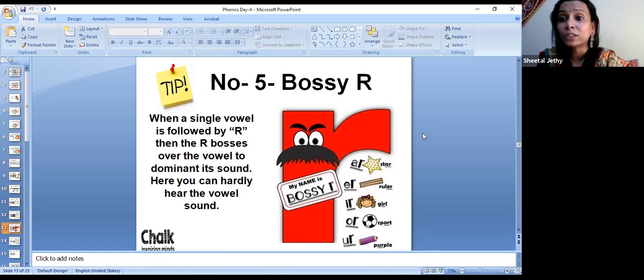Similarly, ER, ruler, majorly you can hear the R. Similarly, girl, R. Sports, R. Purple. Whichever vowel you see, whether it is an A, E, I, O, or U, when an R comes after a vowel, at that point R bosses the vowel. The sound of the vowel is usually not heard. So that's why we call it the Bossy R.